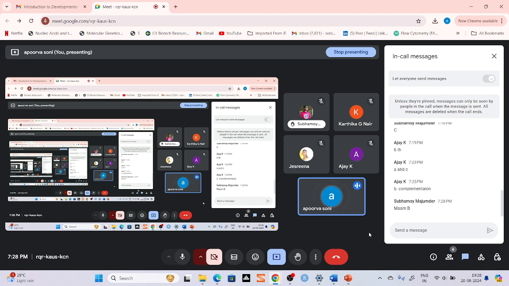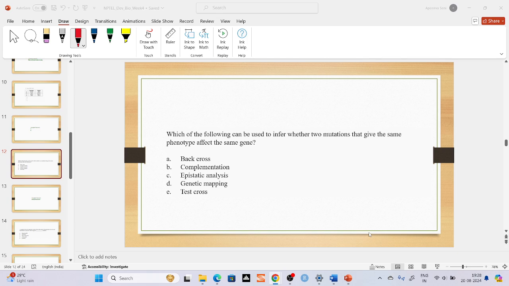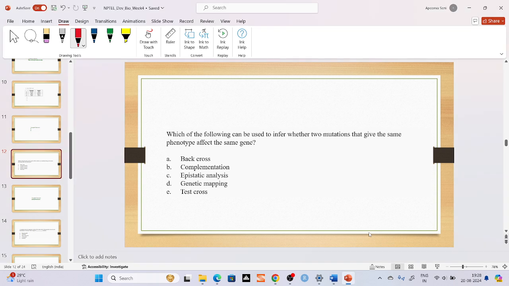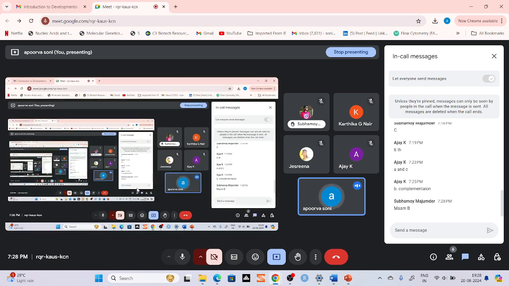Okay, so B, that is complementation. Yes, correct. B is the correct answer. So can anybody tell me what is complementation? What is the meaning of complementation?